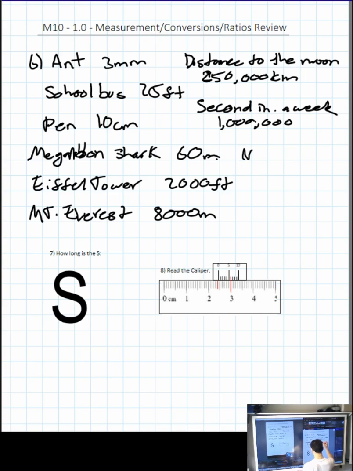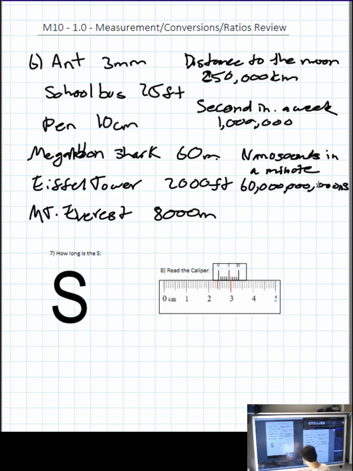Nanoseconds in a minute. Well, 1 second is 10 to the 9 nanoseconds, or 1 billion. So it would have to be 60 of those. So 60 billion nanoseconds, NS. Okay, so that's estimation.